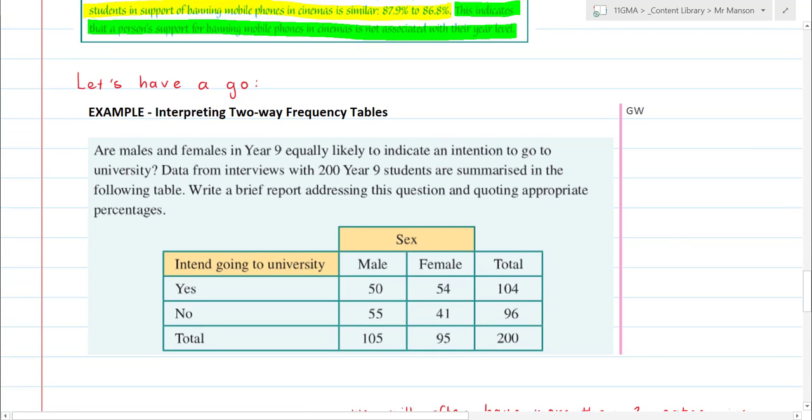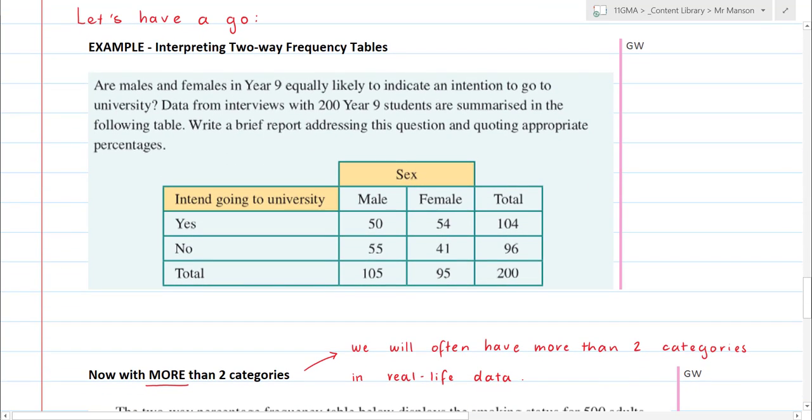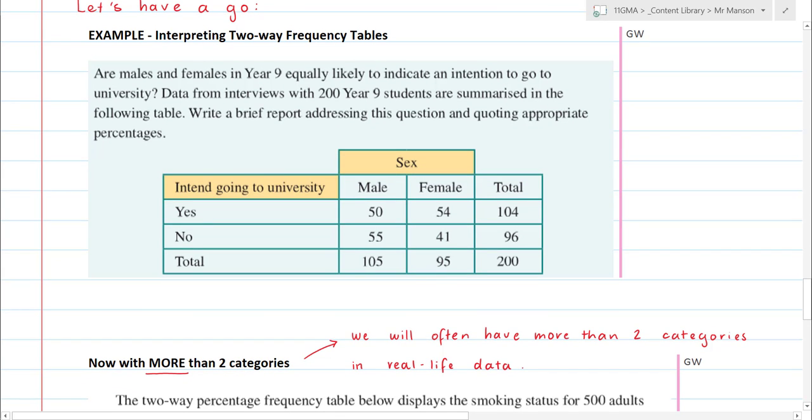Here's another one. Are males and females in Year 9 equally likely to indicate an intention to go to university? Data from interviews with 200 Year 9 students was summarised in the following table. Write a brief report addressing this question and quoting appropriate percentages. So again, I'm going to leave this with you for a second. And again, this would be a good one to actually have a go at and write down. It'll be a 2-sentence statement. The first sentence will be your percentage analysis with the data, and the second sentence will be a statement about whether there is an association or not. And I'll leave that with you for a couple of minutes.